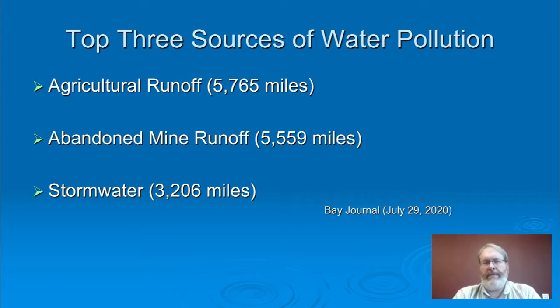Let's talk more specifically about Pennsylvania. The top three sources of water pollution in Pennsylvania are agricultural runoff, abandoned mine runoff, and stormwater runoff. To that point, approximately 5,765 miles of streams in Pennsylvania are impacted by ag runoff. And you can see the other numbers: almost 5,600 for abandoned mine runoff and over 3,200 from stormwater.